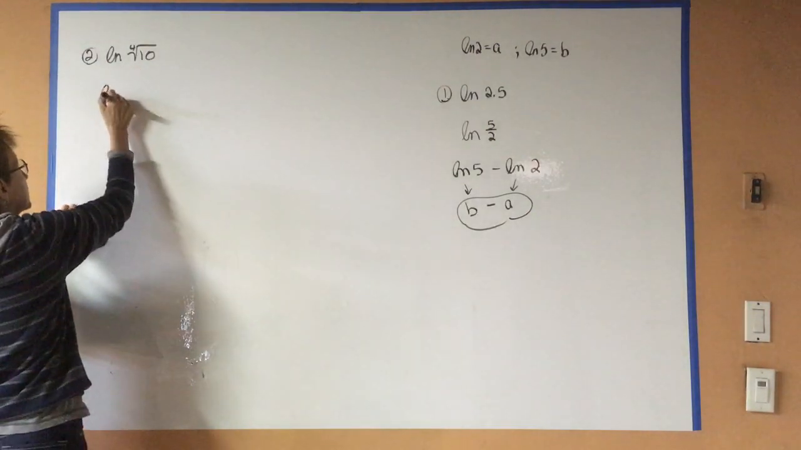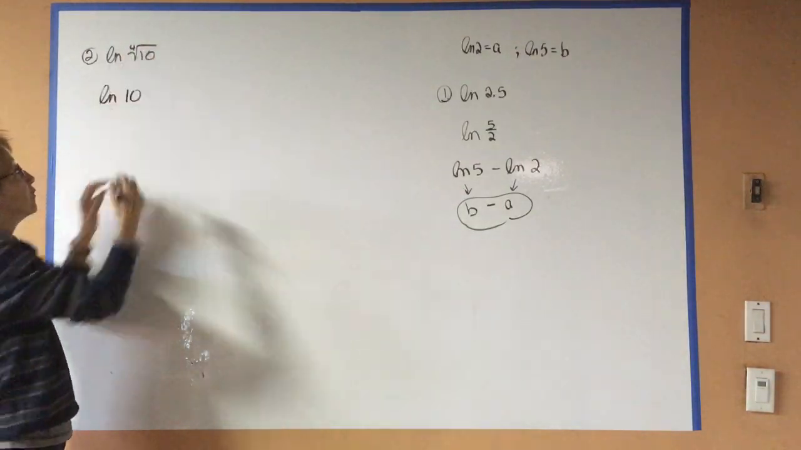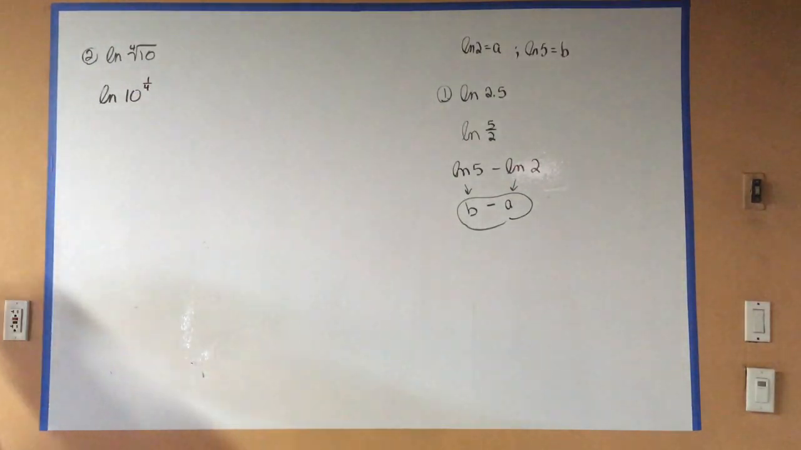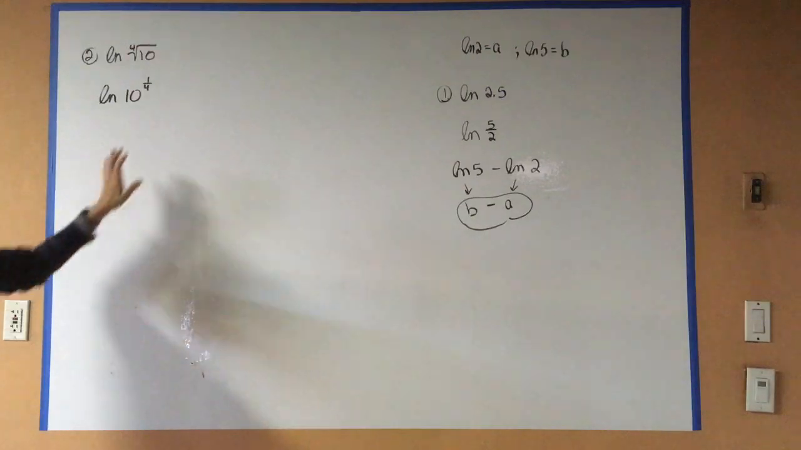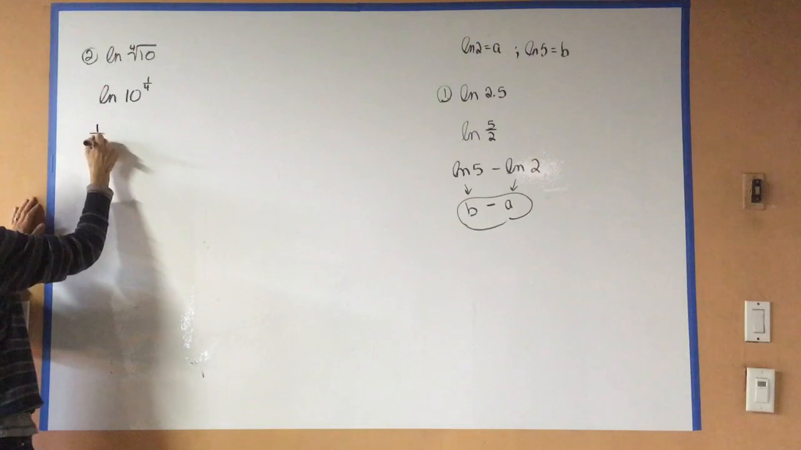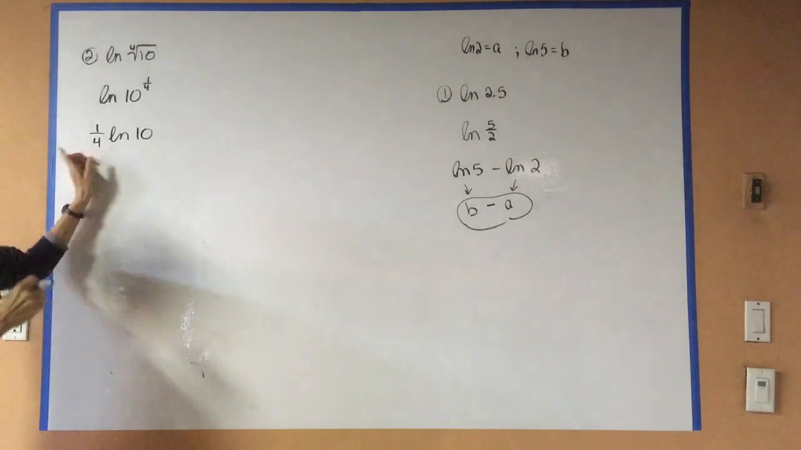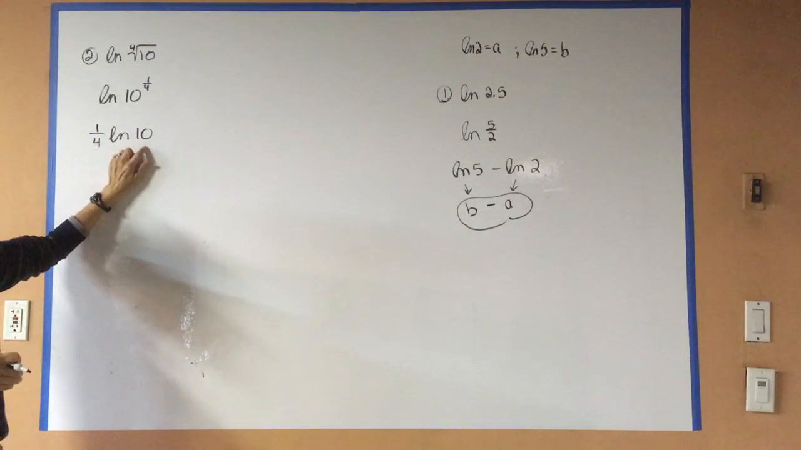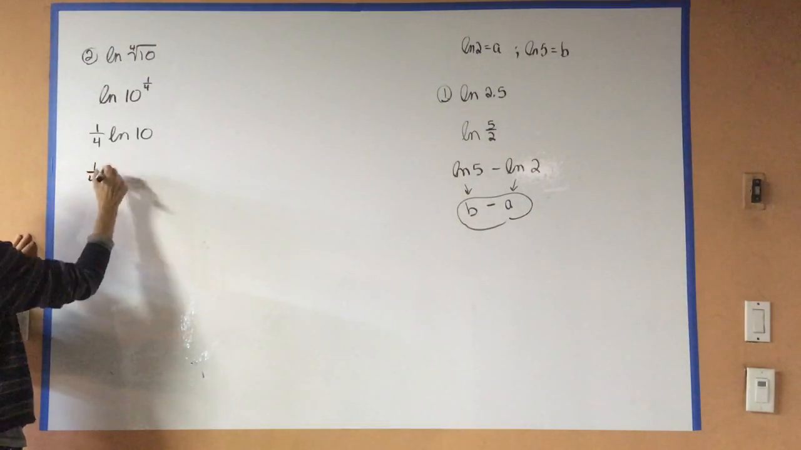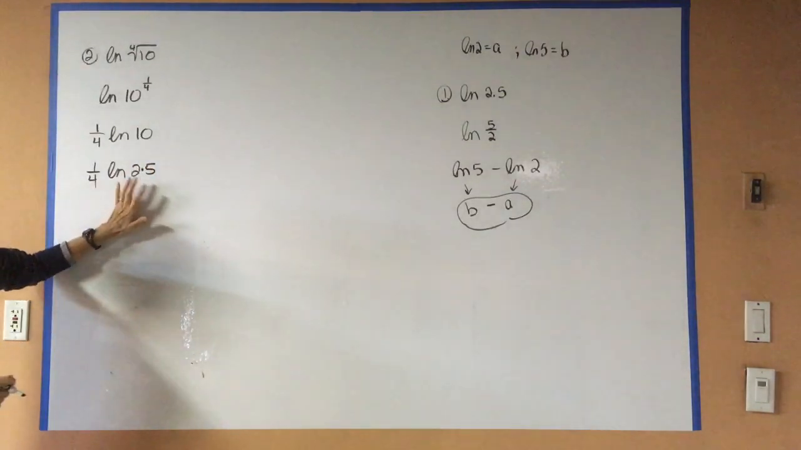So I'm going to first rewrite this as ln of 10 to the what power? 1 over 4. So 10 to the 1/4 power. And then that property number 6 comes in really handy here. I can rewrite this as 1/4 times the ln of 10. Really useful to get rid of that, because now how can I rewrite 10 using 2's and 5's? I can rewrite this as 1/4 of ln of 2 times 5, right? Where the argument is 2 times 5.